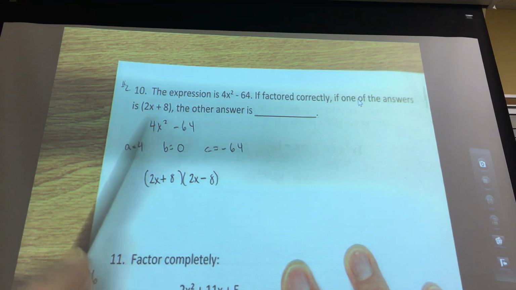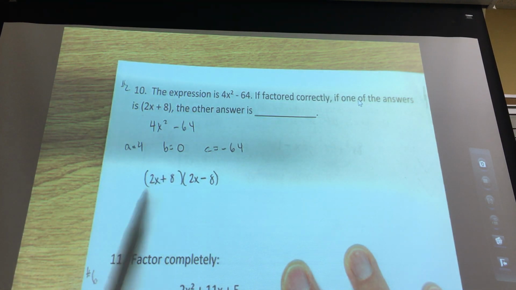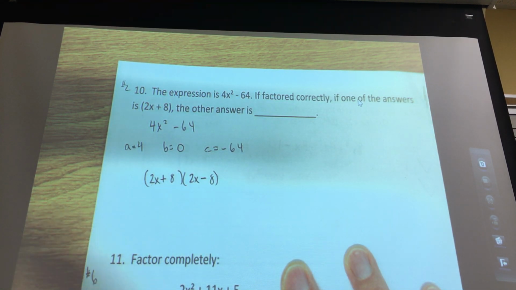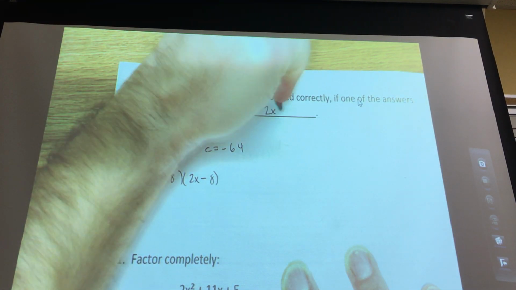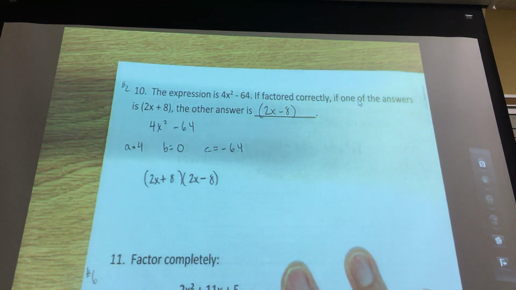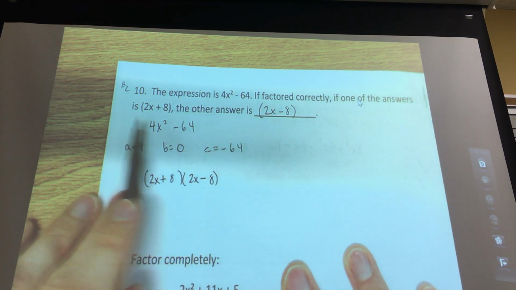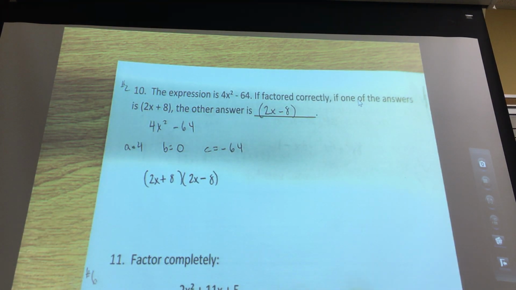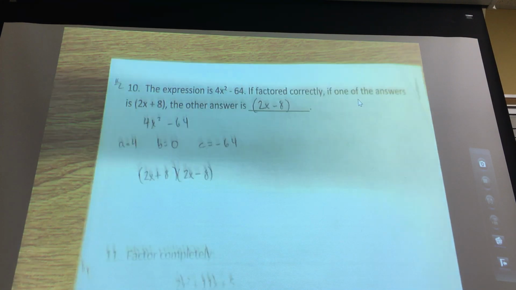And it says one of the answers is 2x plus 8. What is the other answer? Well, that's going to be 2x minus 8. So that's how simple that was there. You just had to place that other answer right up there, and you would have been good to go. Just remember, one's positive, one's negative usually. Pretty easy. All right, let's go on to number 11.